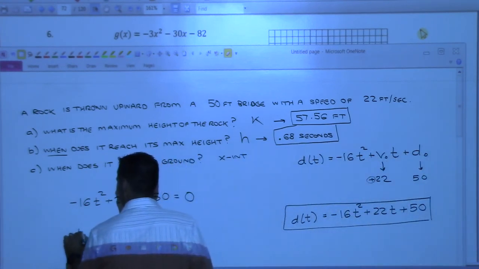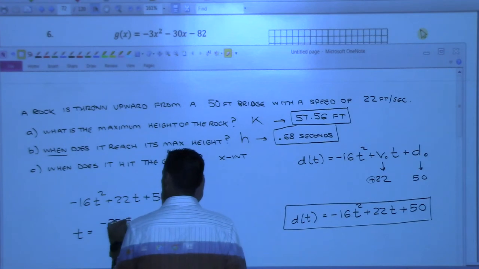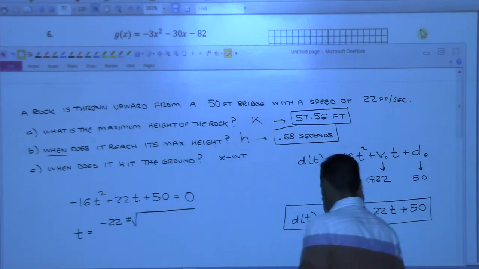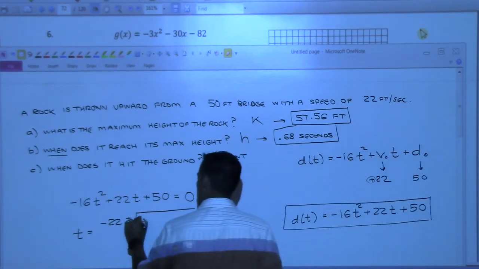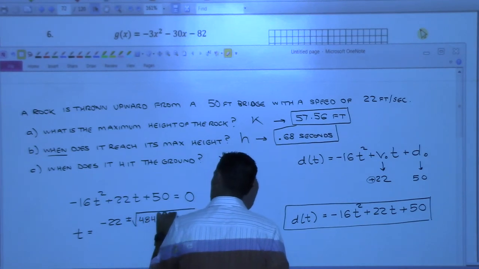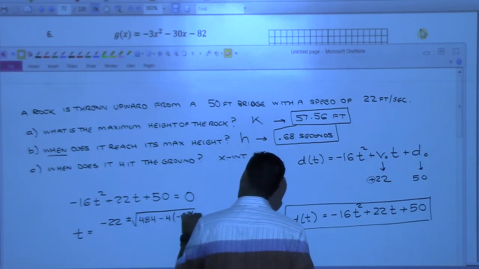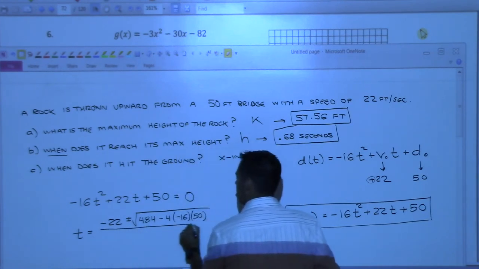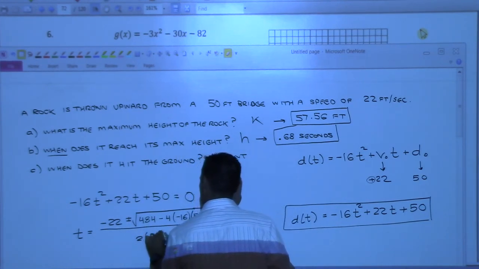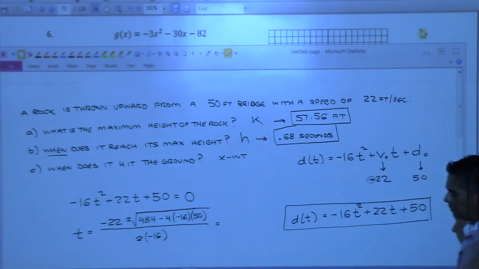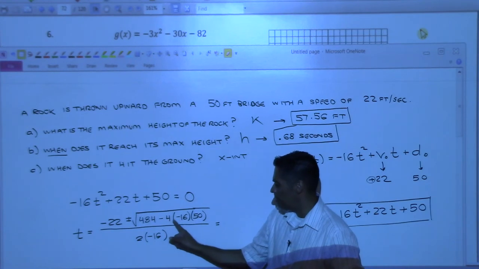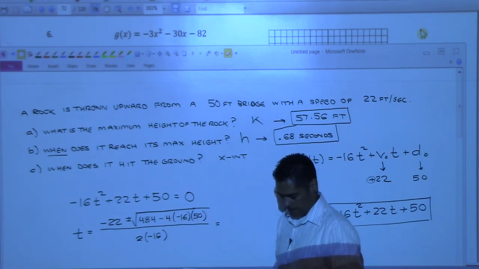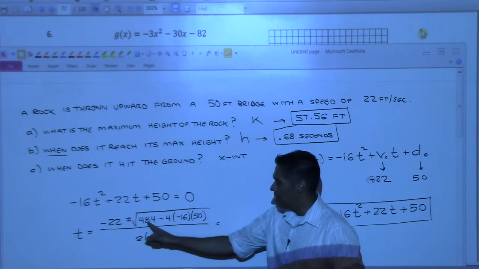So my answers are t equals negative b plus or minus the square root of b squared. We have to square 22, just to be sure, 484, minus 4 times a, which is negative 16, times c, which is 50, all over 2 times negative 16. This should turn out to be a plus in here, because you have a minus and a minus can be a plus. So I'm going to do 4 times 16 times 50, and then add that to 484.